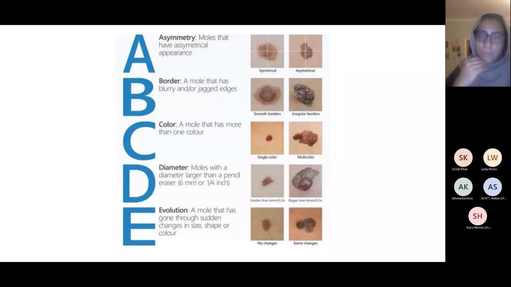The border, whether it's regular, whether it's blurry, the color, again, the color is really important, because things that are multicolored tend to be more of a signal towards something that is more malignant than something that is a solid uniform color. The diameter, so the size of the lesion, and its evolution. So have you noticed any changes of this lesion when someone approaches you with it?